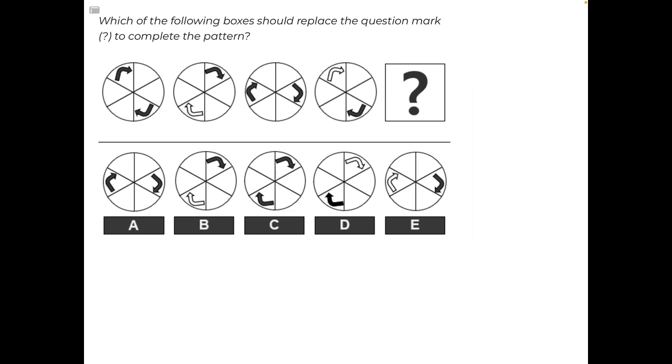To solve this question, we need to identify the patterns of logic that are affecting our elements from left to right. How are the elements changing from left to right? Then we can apply that pattern of logic to our last element to find our missing element.